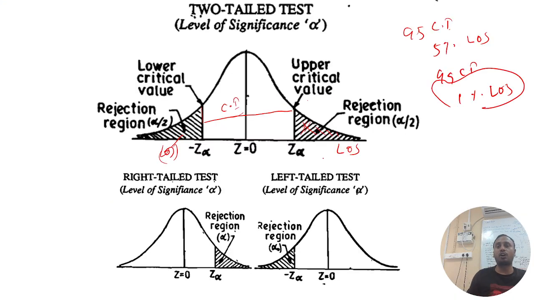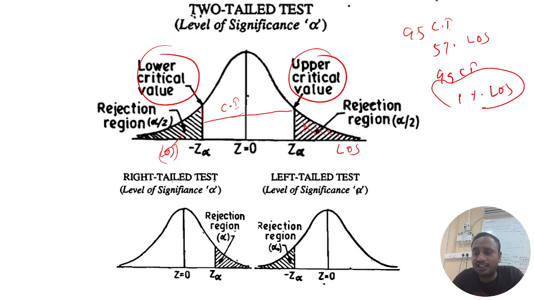Then after that, now we can see here: this is going to be the critical region, this is going to be the rejection region, this is going to be the upper critical value, and this is going to be the lower critical value. Okay. So I think till here it is clear, na? Any doubt? Yes, sir.